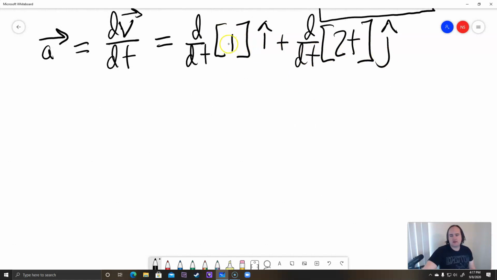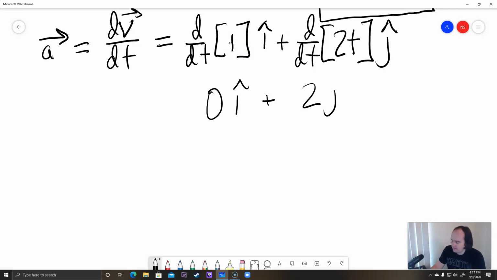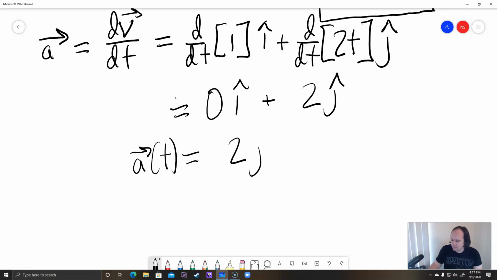But the derivative of any constant, like 1, is 0. So that's going to give us 0i. And then the derivative of 2t is 2. So you should have 0i plus 2j. And of course, if you have 0 times i, you don't need to write it. So for our acceleration here, we're actually just going to have a of t equals 2j. Okay, a of t equals 2j.